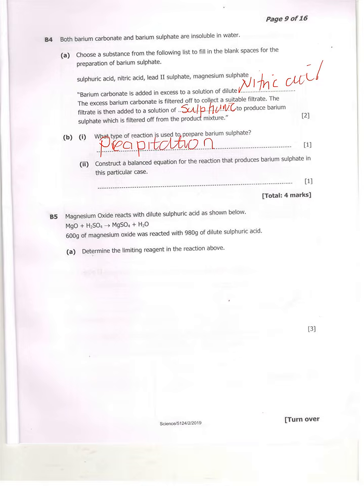Then for Roman number 2, construct a balanced equation for the reaction that produces barium sulfate. So we just focus on the second one. So the second one is barium nitrate.